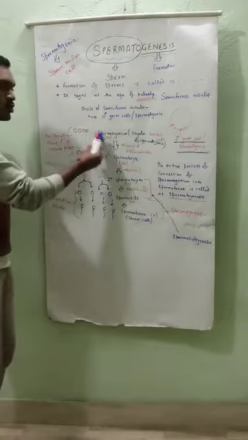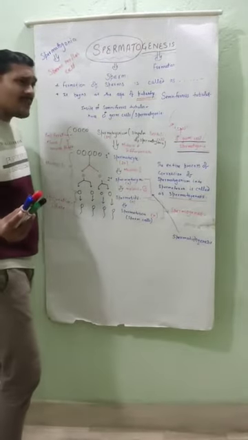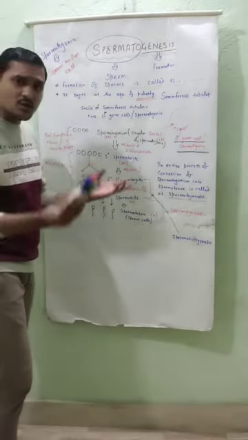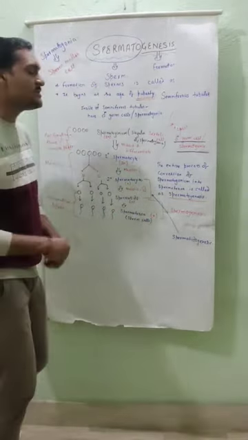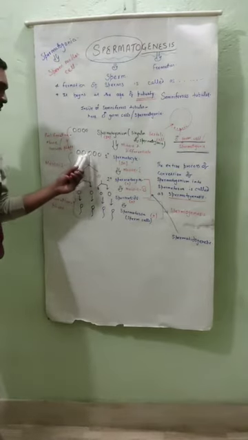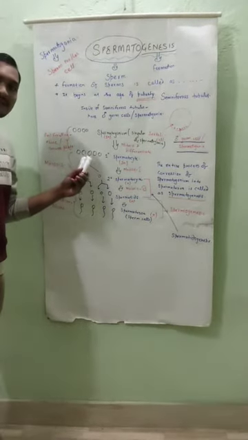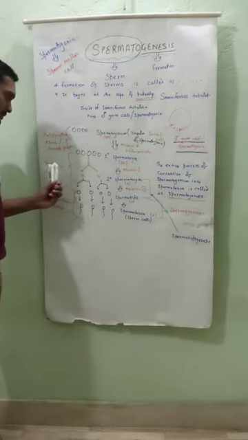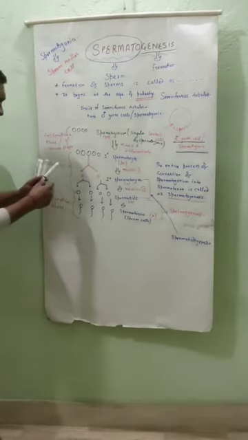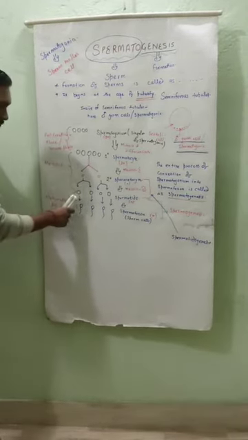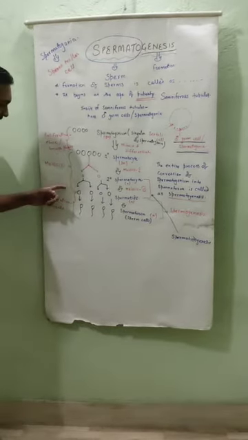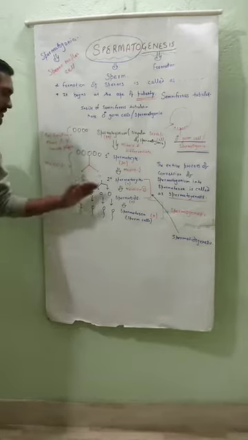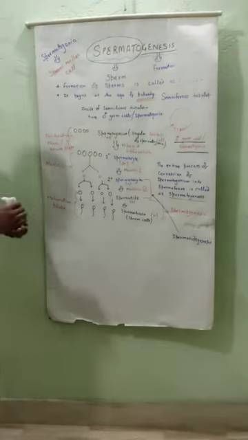Then spermatogonium, which are the male germ cells, undergo proliferation, they intake nutrition, they grow in size and form primary spermatocyte. These primary spermatocyte undergo meiosis 1 and meiosis 2 to form spermatids. This phase is called meiosis phase, and these spermatids undergo maturation phase and form spermatozoa.